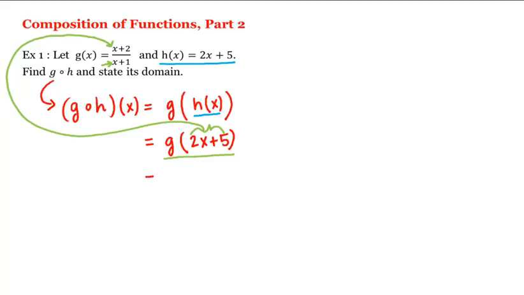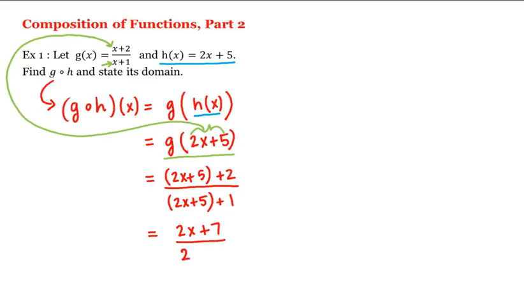That is, this is equal to (2x + 5 + 2)/(2x + 5 + 1), or (2x + 7)/(2x + 6), which would be our composition we're looking for. Now we're also asked to state its domain.